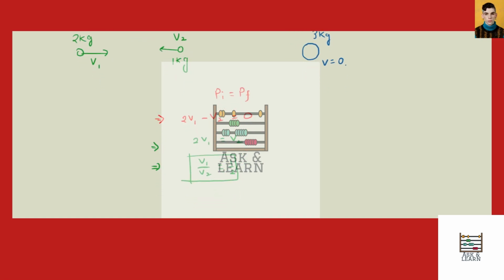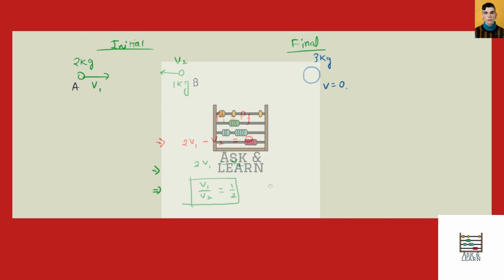The relative speed of, let's call it A with respect to B, have their velocity in this ratio, and they will always be in the ratio of 1 over 2. That's the relation which we have to find.